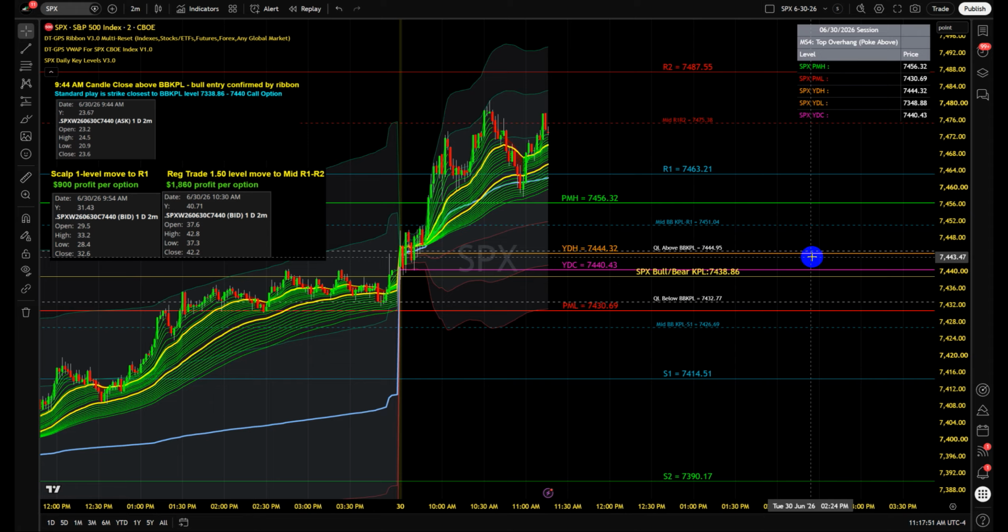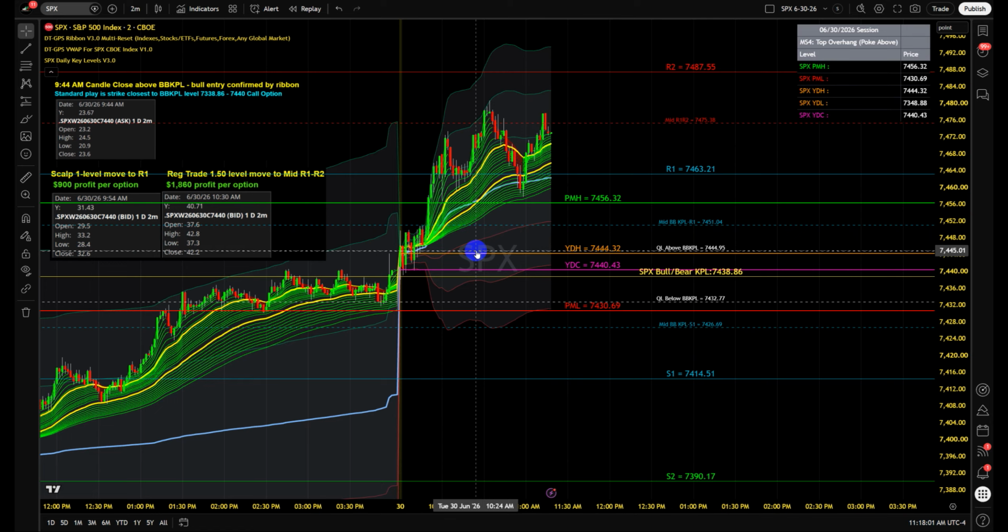Okay, so in today's session, we have a close above the bull bear key price level on the opening candle. We have our ribbon indicator set to session reset at the 9:30 a.m. RTH session open, so it's giving us a clean read from the open. We're not really getting an entry until the 9:44 a.m. candle here, which is when the ribbon is all green.